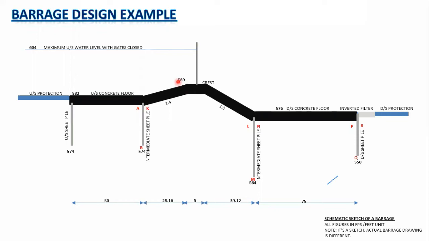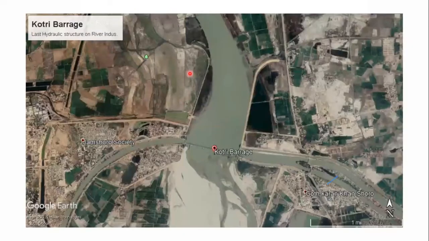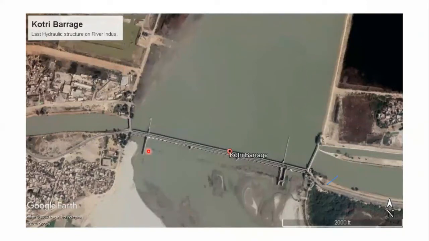So some portion is kept within the barrage. In the case of Kotri barrage, there is a fish ladder, I guess, within this right divide wall. These are two divide walls. The base between the canal head regulator and the divide wall is termed as under sluice, left and right under sluice.